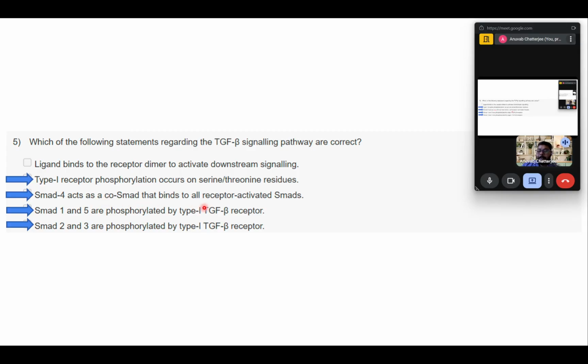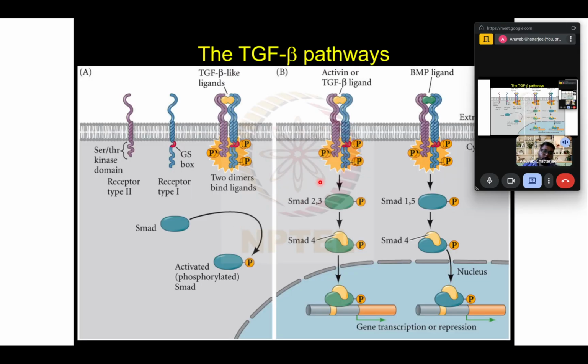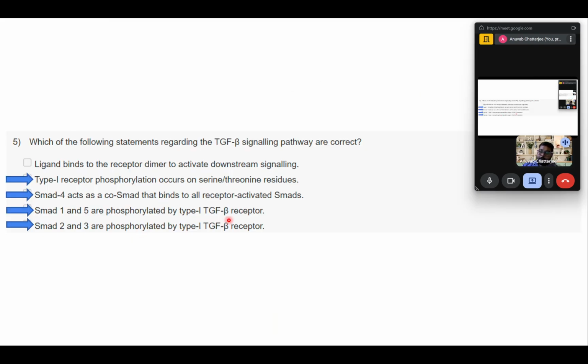SMAD4 acts as co-SMAD and binds all receptor activated SMADs. That is true. SMAD4 is the downstream target for all SMADs, and all activated SMADs bind to SMAD4 to go into the nucleus. SMAD1/5 are phosphorylated by the type 1 TGF-beta receptors. That, as I said, is true. The type 1 receptors are the ones that actually phosphorylate the downstream partners, not the type 2. SMAD2/3 are phosphorylated by the type 1 TGF-beta receptor, which is also true. So essentially all the SMADs other than SMAD4 are phosphorylated by the type 1 TGF-beta receptor.